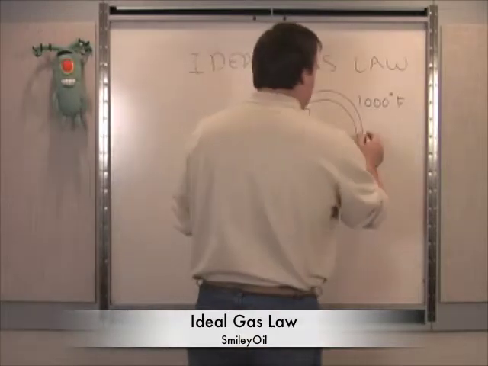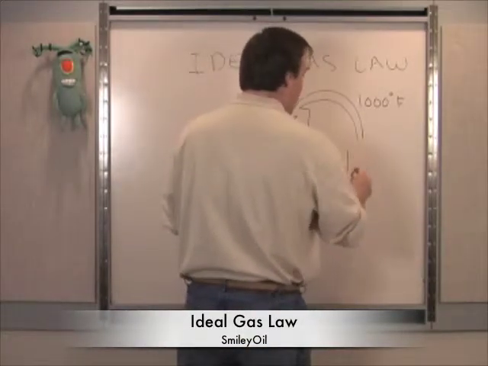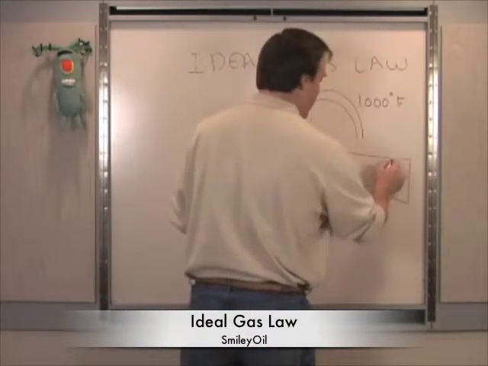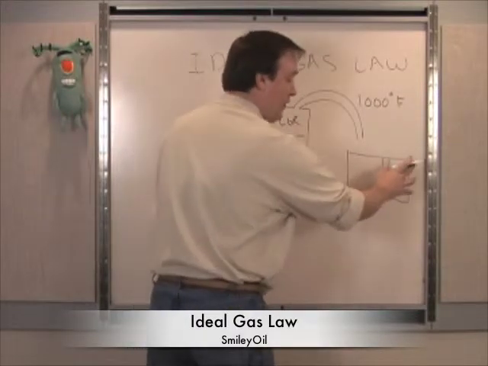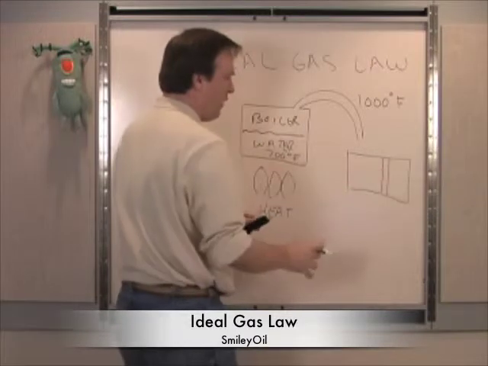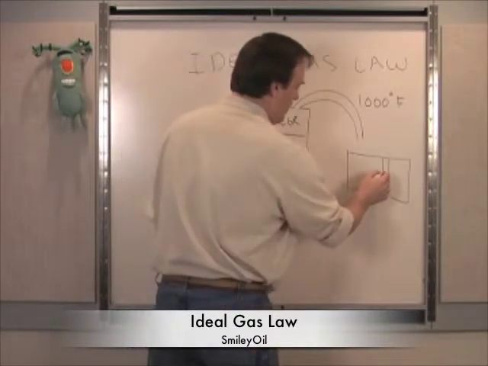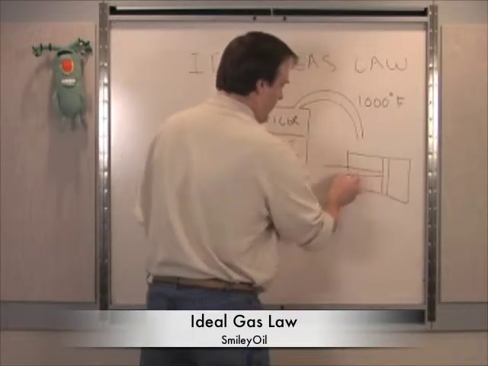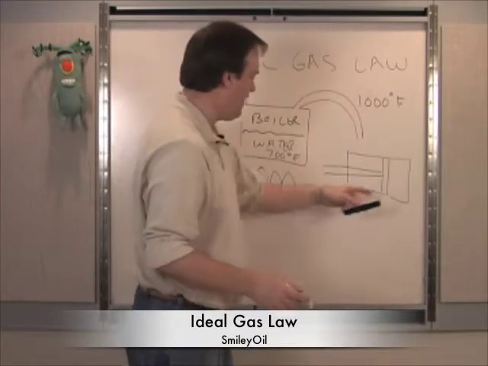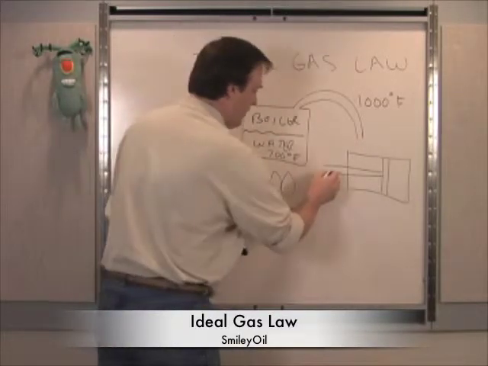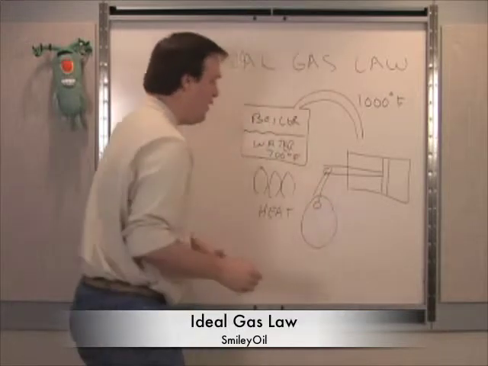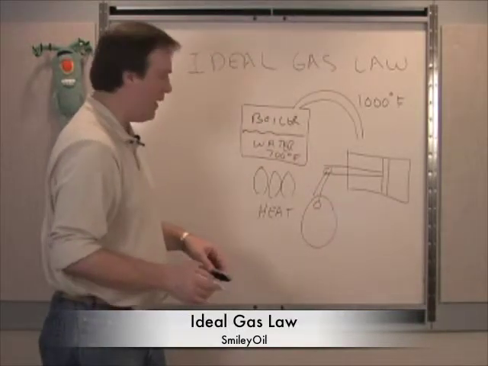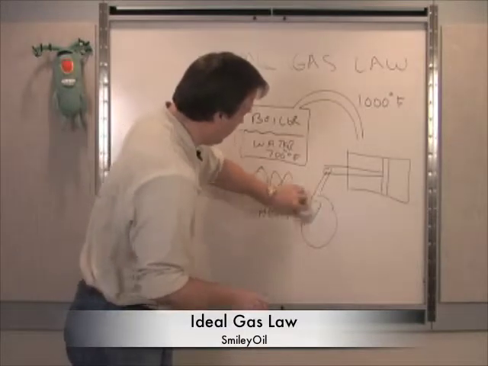Now, what happens in a steam engine is we have a piston, which is in a tube, a solid tube, capped on both ends, and this piston has a rod on it, and that rod is connected to the wheel of a train. I don't know if I've drawn this correctly, probably down here a little bit.